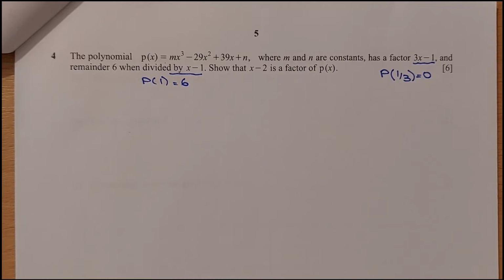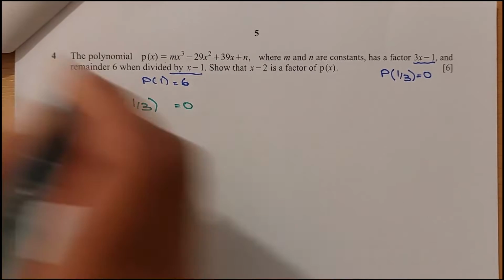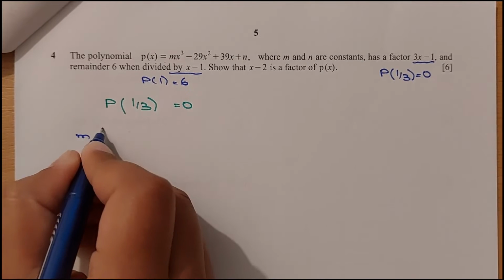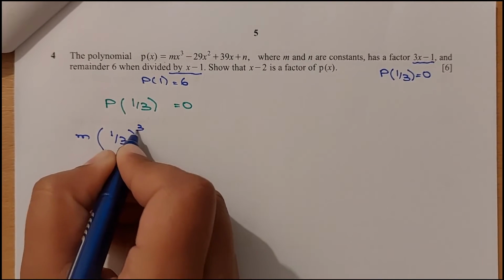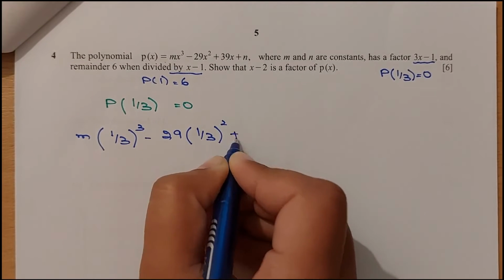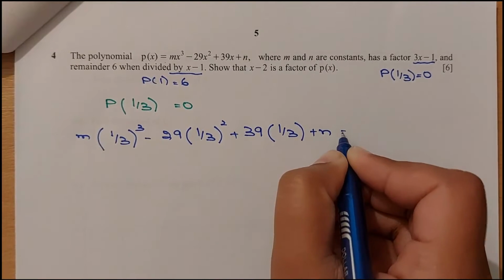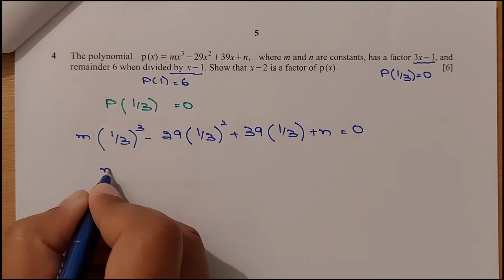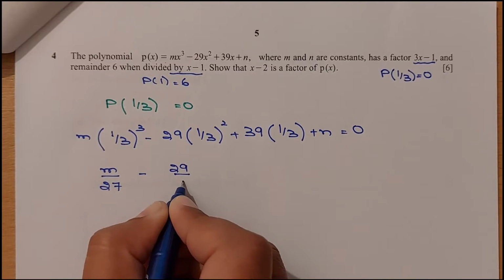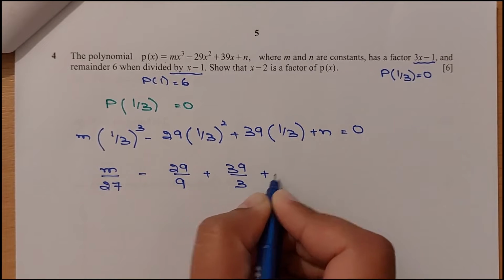The first is we need to do p of 1/3 equals 0. So what is p of 1/3? Just substitute x equals 1/3. So m times (1/3) cubed minus 29 times (1/3) squared plus 39 times 1/3 plus n equals 0. Let me simplify. This is m divided by 27 minus 29 divided by 3 squared, which is 9, plus 39 divided by 3, plus n equals 0.